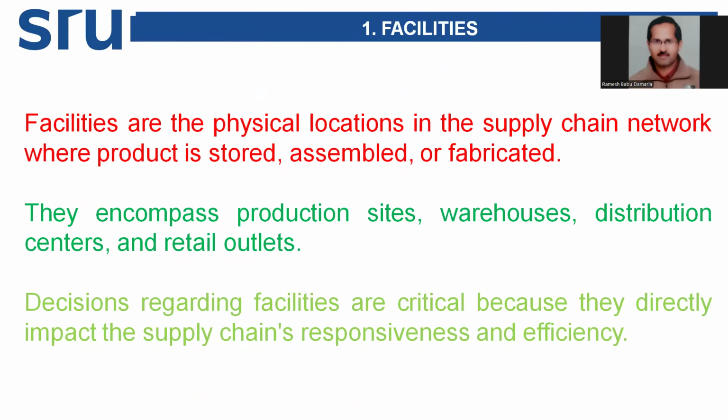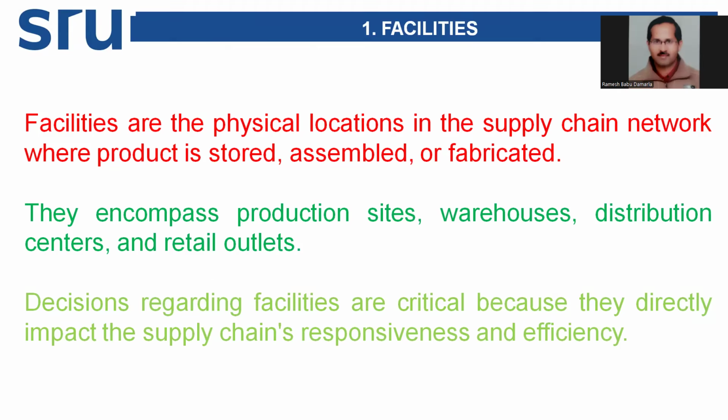Facilities. Facilities are the physical locations in the supply chain network where product is stored, assembled, manufactured, or fabricated. The storage happens in warehouses, assembling happens in production units or process units or manufacturing units, fabrication happens there. It depends on the product under manufacturing. For a mechanical product, we use terms like fitting, assembling, welding, joining, cutting, etc. If it's a food product, we say processing, heating, cooling, packing, such kind of words for conversion of raw material into finished product.